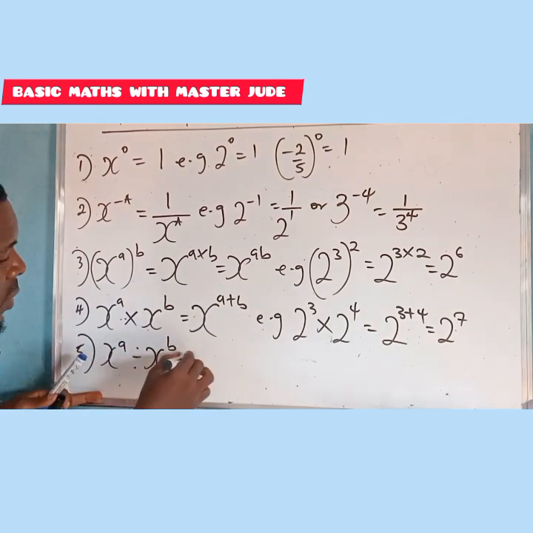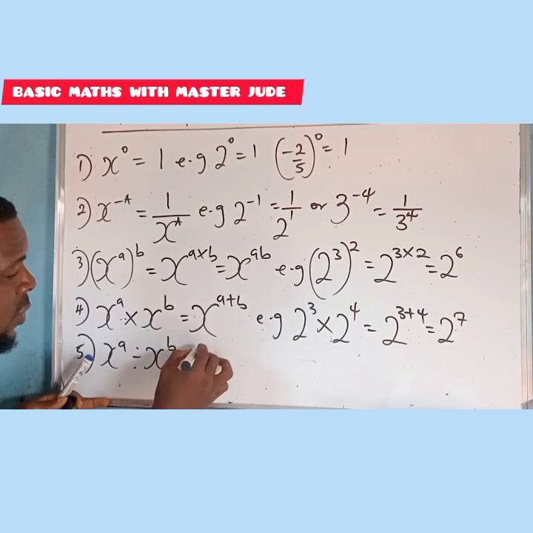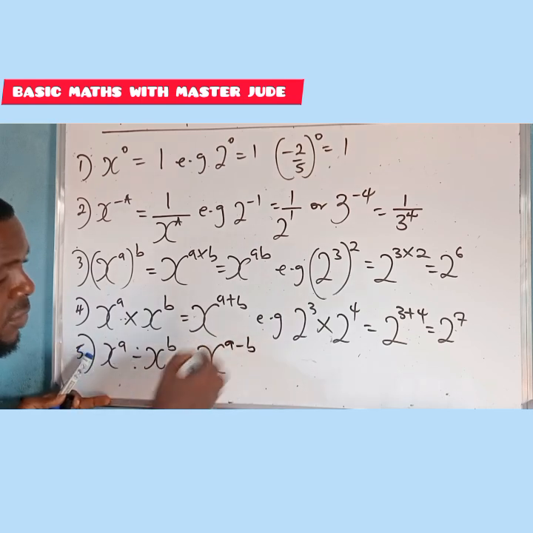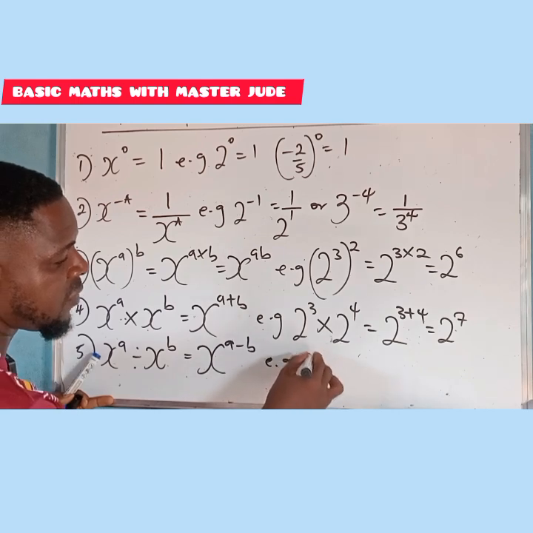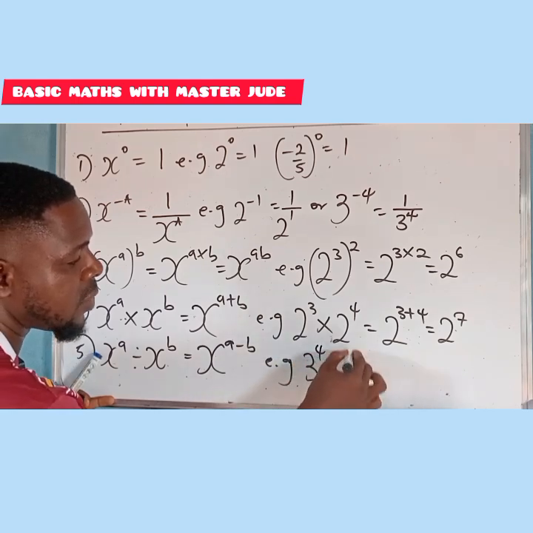Now the fifth law says x raised to power a divide x raised to power b. Now in indices, division is the same as subtraction. So if their base is the same, take note, you bring down the base, we have x, we have x, you bring down x. If it is division, you subtract their powers. So this is a minus b.